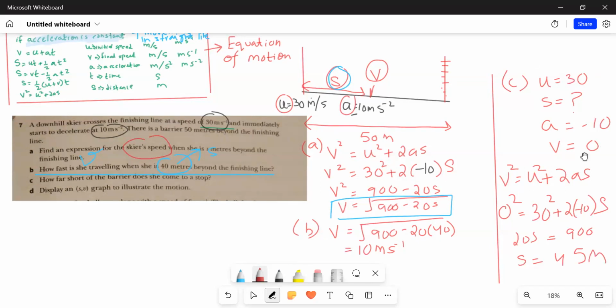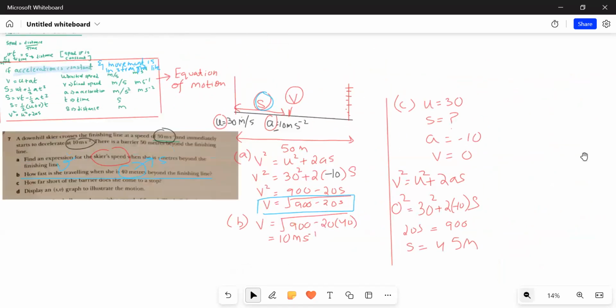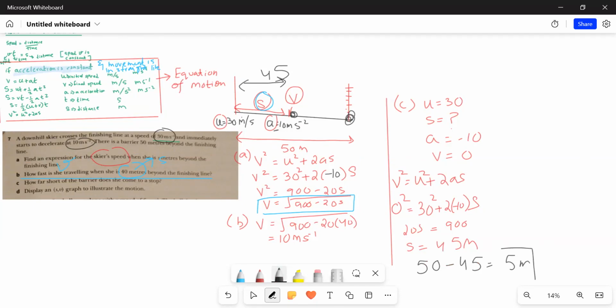So how far short of the barrier does she come to stop? What is the distance between the barrier and where she has stopped? The barrier is here, and she has stopped here, and she has covered a distance of 45. So how much distance is left till she hits the barrier? It's going to be 50 minus 45, which is 5 meters.